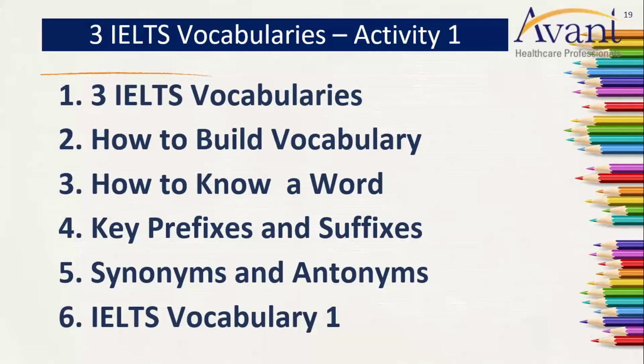So we talked about the 3 vocabularies: regular vocabulary as I call it, collocations, idioms, and phrasal verbs, and topic vocabulary for the IELTS. How to build your vocabulary, how to know a word, key prefixes and suffixes, synonyms and antonyms of words, and then we looked at property for an example of IELTS Vocabulary 1, which is just, as I call it, usually regular vocabulary. So that wraps up our presentation today on vocabulary.